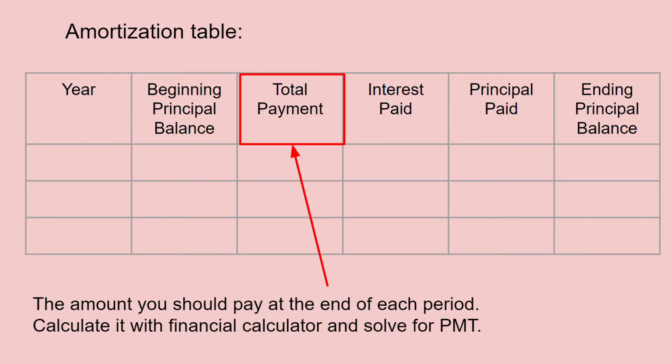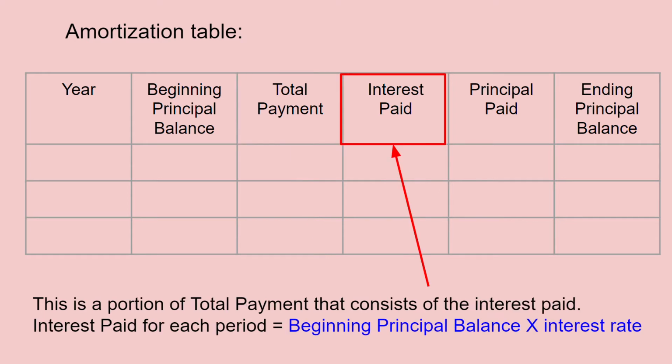Total payment, that's the amount you should pay at the end of each period. You can calculate it with a financial calculator and solve for PMT. Interest paid. This is the portion of total payment that consists of the interest paid. We can calculate it by multiplying beginning principal balance by interest rate.